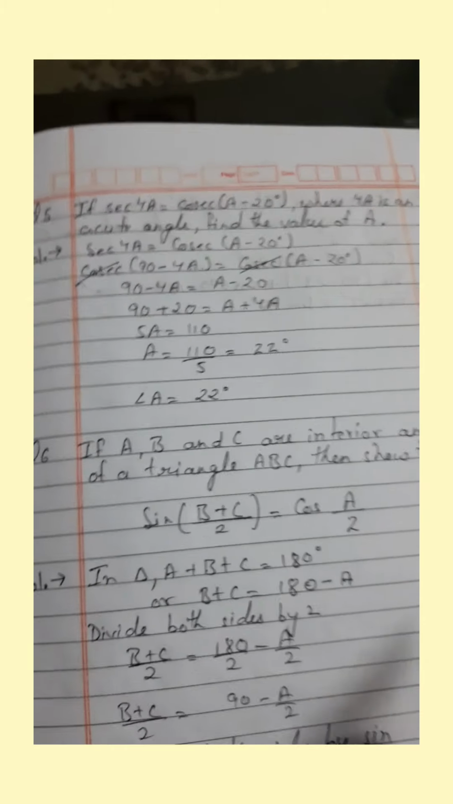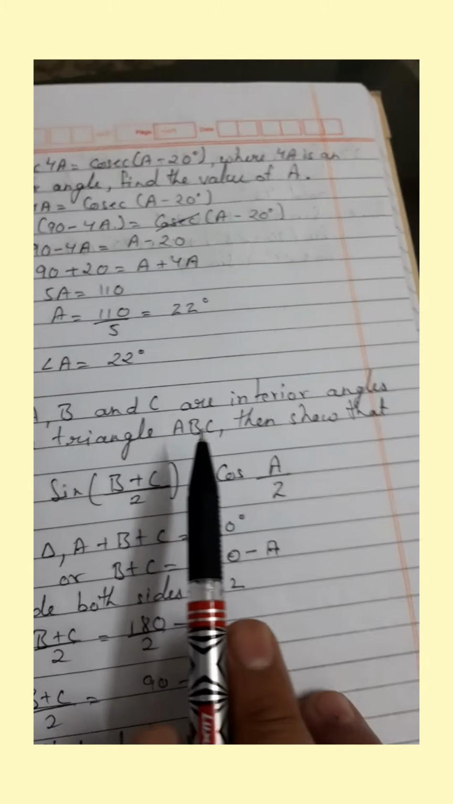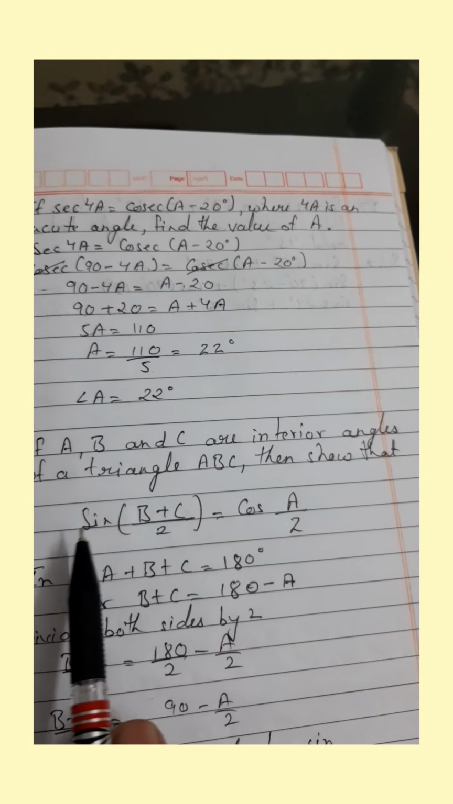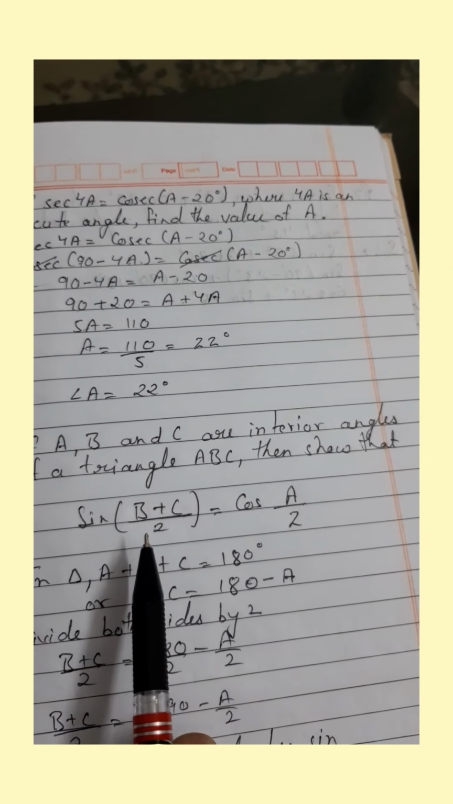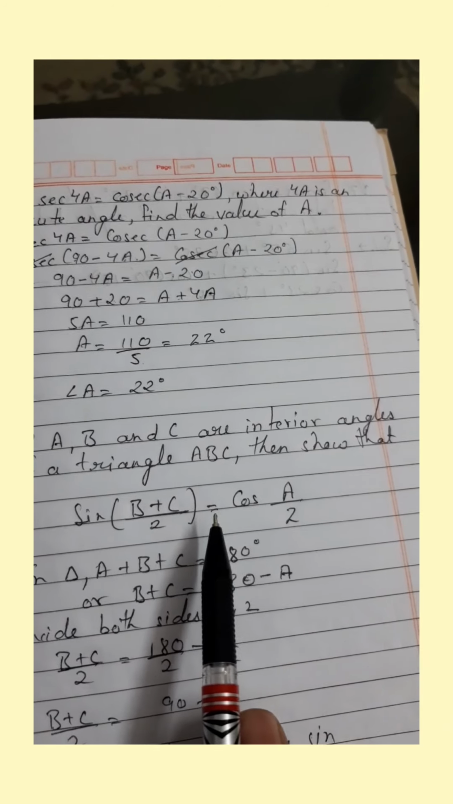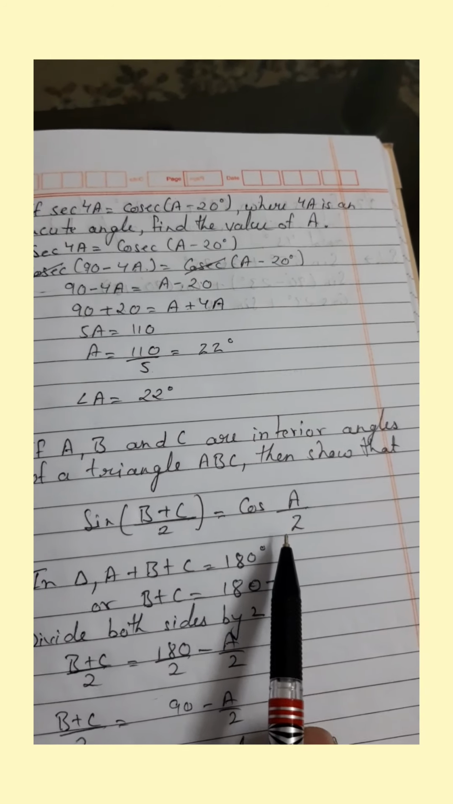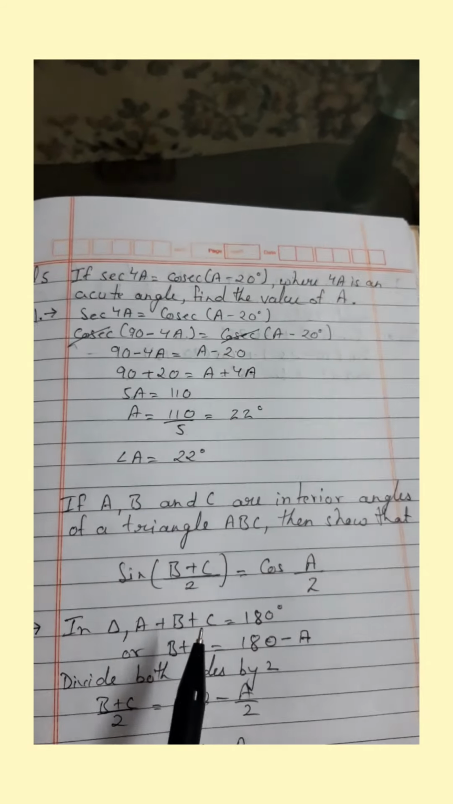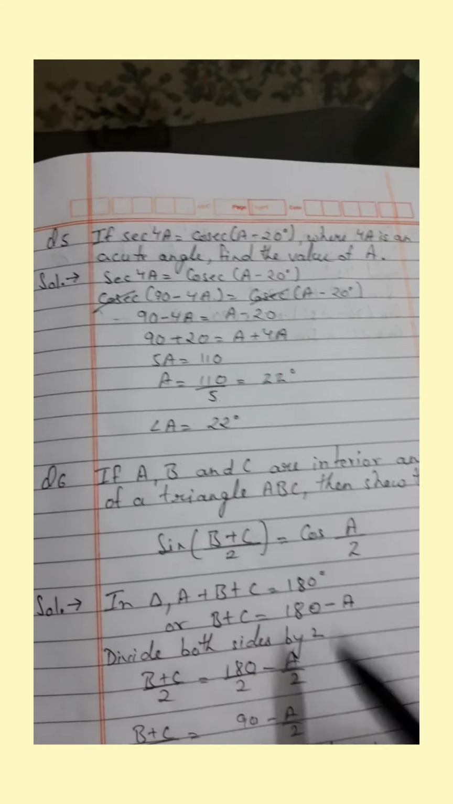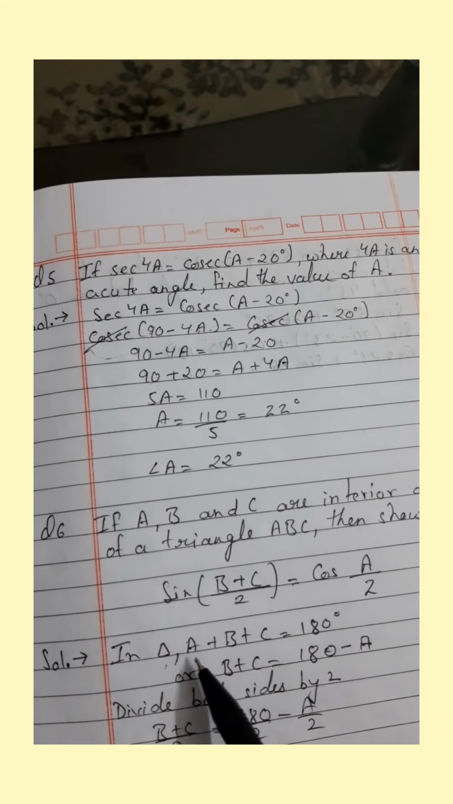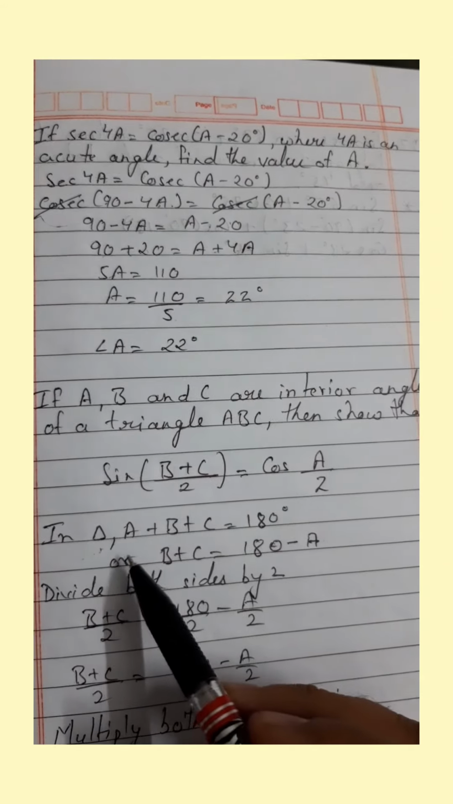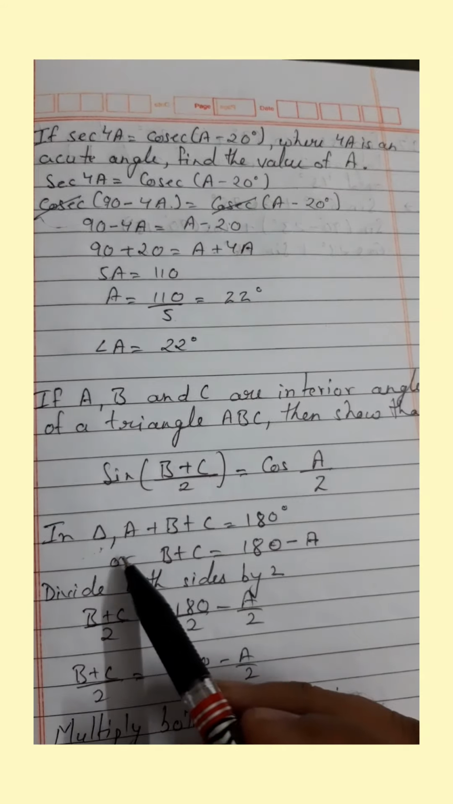Question number 6. Again, it is a very important question. If A, B and C are interior angles of a triangle ABC, then show that sine (B plus C) whole upon 2 equals cos A by 2. Right? We know that it is a triangle ABC. And we all know by using angle sum property, in any triangle, the sum of three angles is equal to 180 degree. Or we can say in triangle ABC, angle A plus angle B plus angle C equals 180 degree.